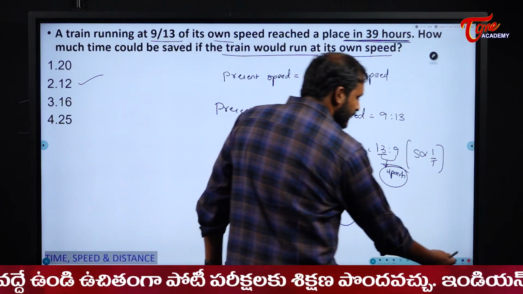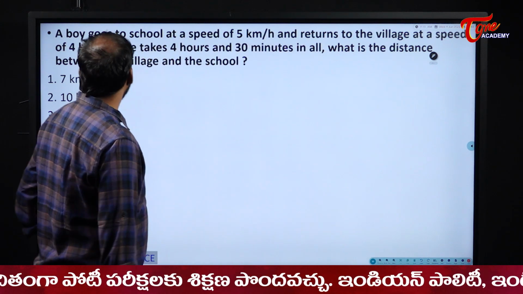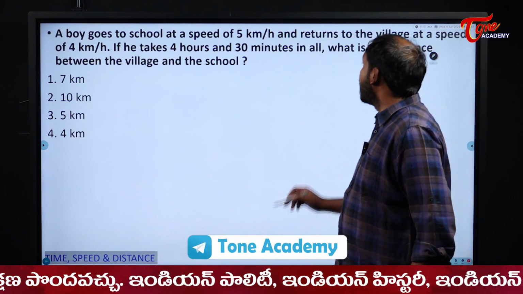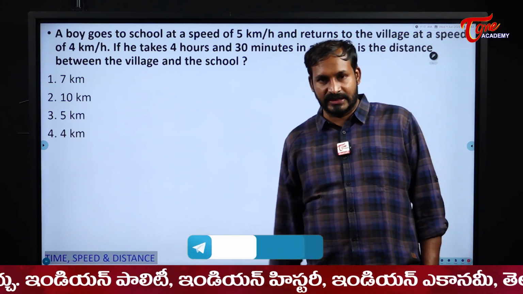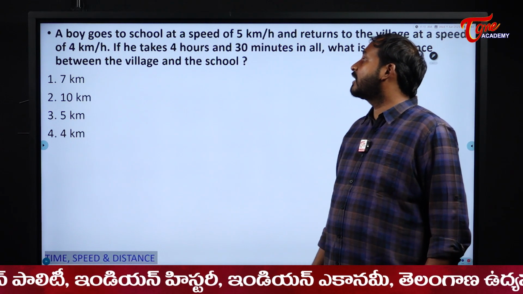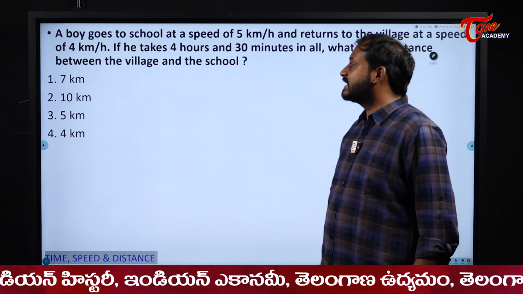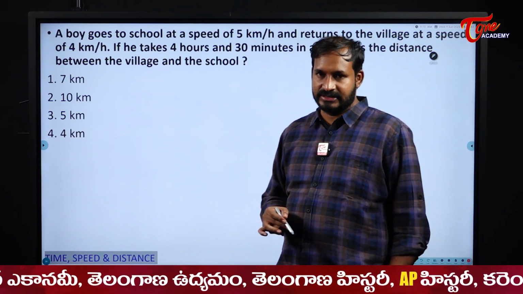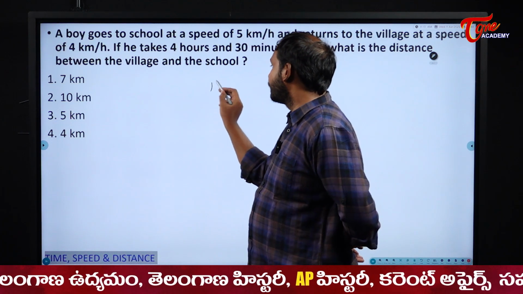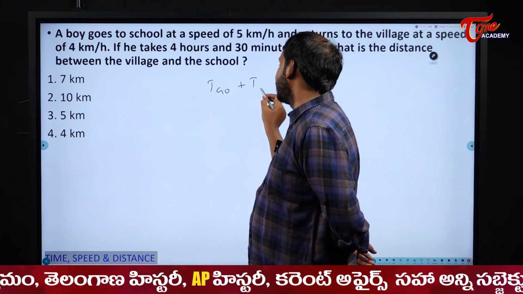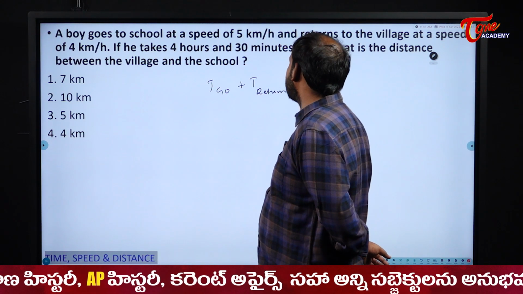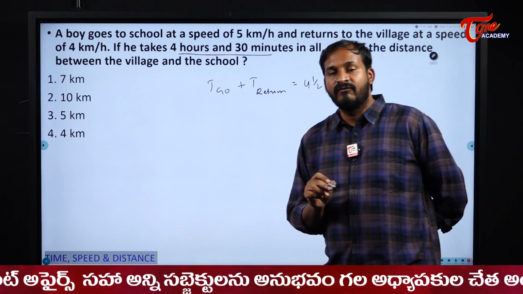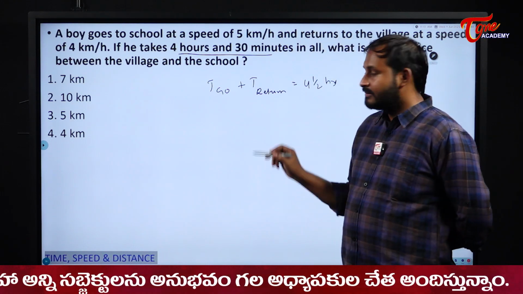Next one. A boy goes to school at a speed of 5 kmph and returns to the village at a speed of 4 kmph. If he takes 4 hours and 30 minutes in all, what is the distance between the village and school? He is going to a place and returning to that place. Time taken to go plus time taken to return is equal to the total time, that is 4.5 hours. Directly I am writing 4 hours 30 minutes as 4.5 hours. Please be careful.